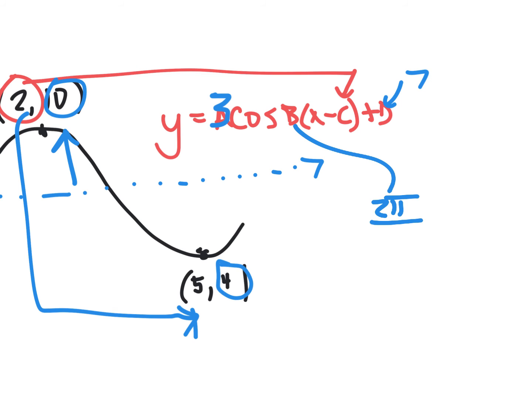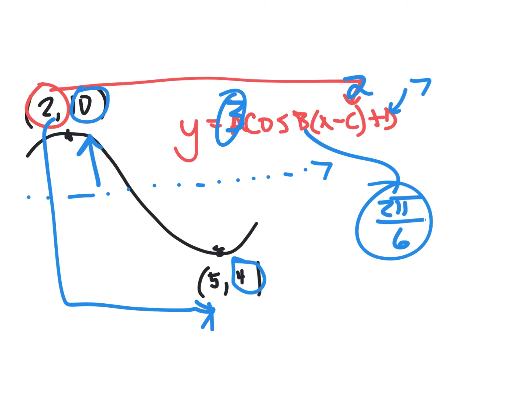3 is not the period. 6 is the period. So there you go, 3 for the amplitude, 2 pi over 6. This was a 2 because it was the x value of the first peak, and that's a 7. How many of you got that one totally right? Sweet. If you didn't, I hope you learned something from that.